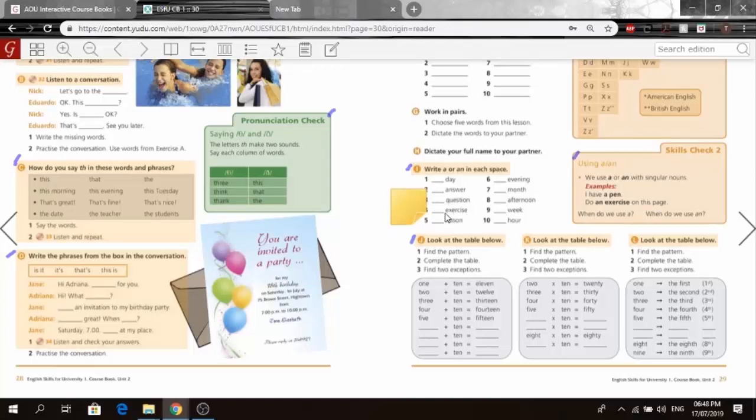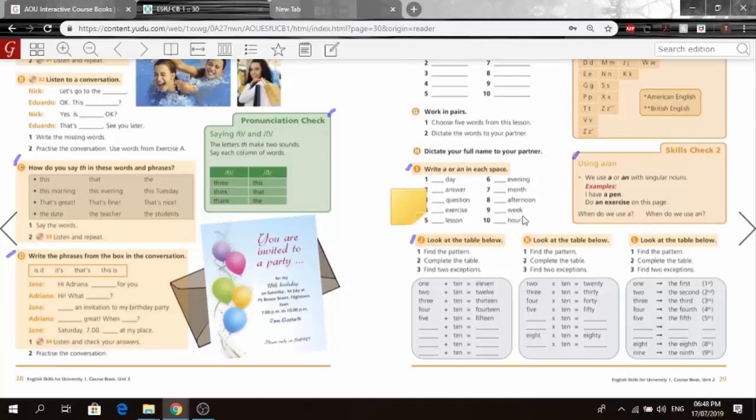Exercise, E is a vowel, so an exercise. Lesson, L is not a vowel, so a lesson. Evening, E is a vowel, so an evening. Month, a month. Afternoon, an afternoon. Week, a week, because not a vowel.